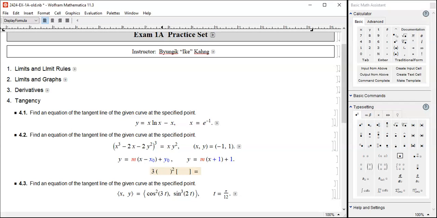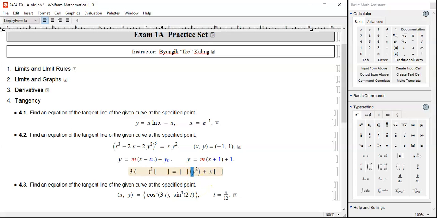Let's go to the right-hand side. Right-hand side, we have a product of two functions, x times y squared. So u prime v plus u v prime. That's going to be the structure here. Okay, ready to fill in all those.